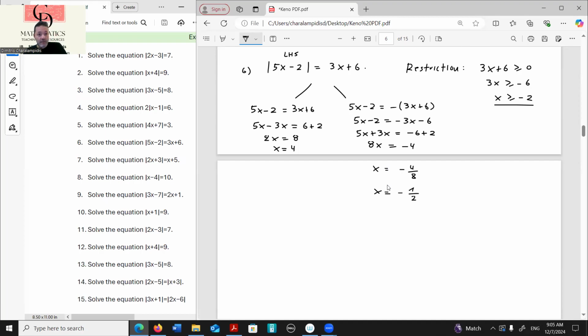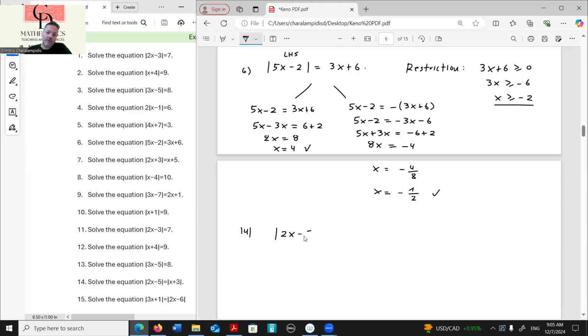Now I have to check whether both or one or none satisfy my restriction. My restriction was that x should be greater or equal than negative 2. So we are definitely fine with 4. Negative 1/2. Is it greater or equal than negative 2? Yes. So both of them should be accepted. Let's go now to solve 14.